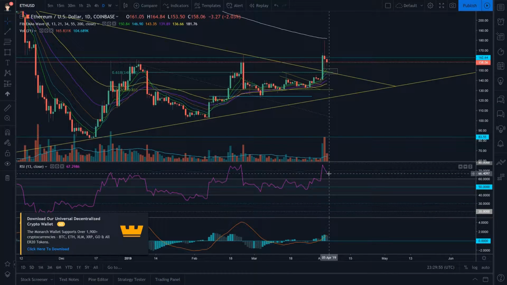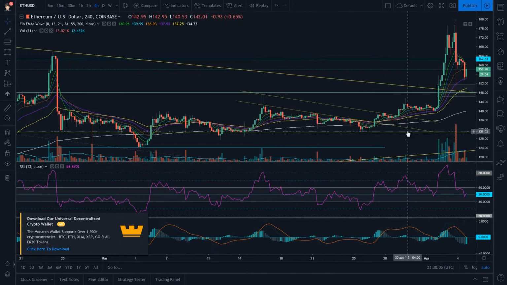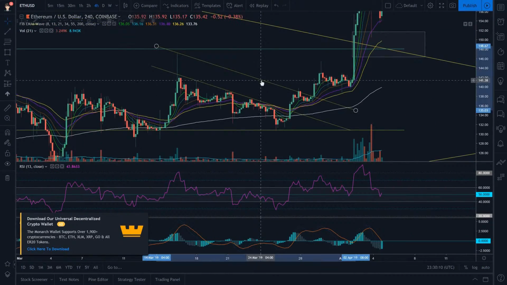On a daily, this is a slow moving RSI. So we need to zoom in a little bit here into the 4-hour chart and get a better look at the price action and see what's going on here. One thing I do want to do is remove this channel from my chart because we are done with this.